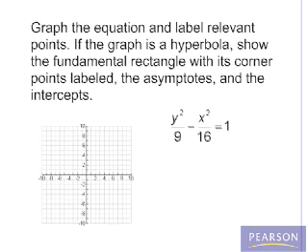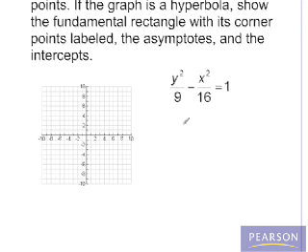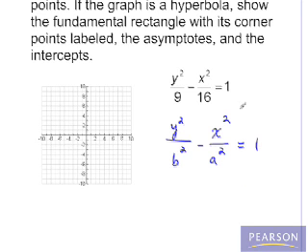We're given the equation y squared over 9 minus x squared over 16 is equal to 1, and we're going to compare our equation to the equation y squared over b squared minus x squared over a squared is equal to 1, and this is the equation of a hyperbola. And because our y squared over b squared term is first, our hyperbola will have y-intercepts but will not have any x-intercepts. So some points of interest, let's take a look at what a and b would actually be.